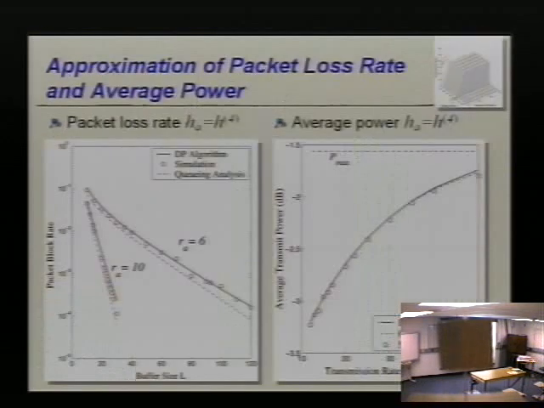For the packet loss rate and average power, we have similar results. The left figure shows the packet loss rate varying with the buffer size when RA and HA are fixed. The right figure shows the average power varying with the transmission rate threshold RA when HA is fixed. We give all the results by dynamic programming, by Monte Carlo simulation, and by the queuing analysis. You can see the queuing analysis gives results very close to the simulation and dynamic programming, which means using the embedded Markov chain technique is a very effective, much simpler way to evaluate the performance metrics.